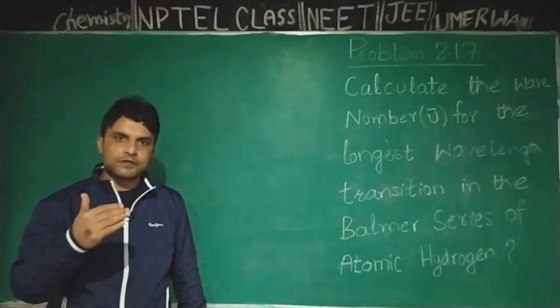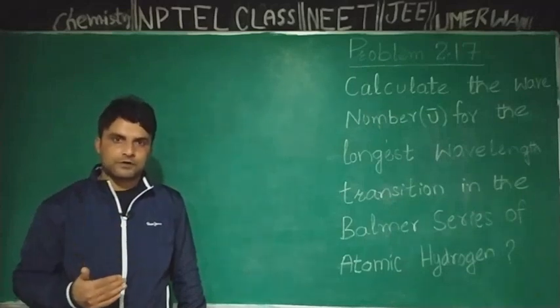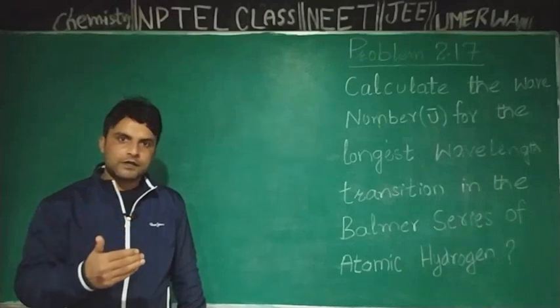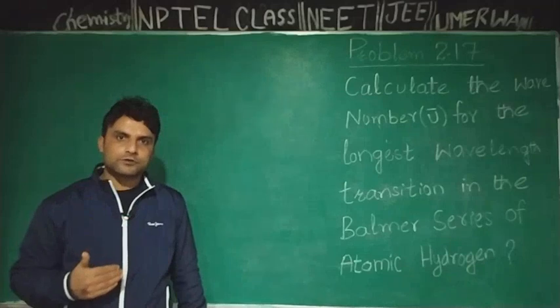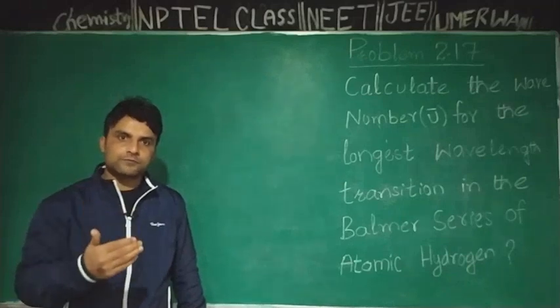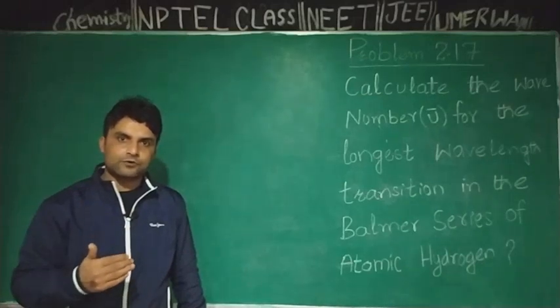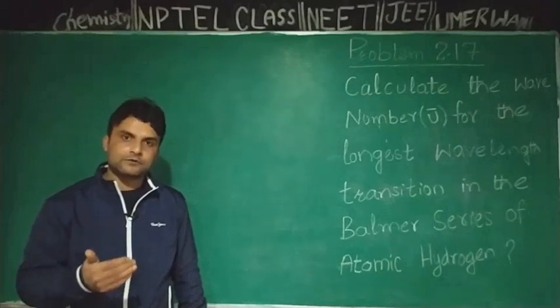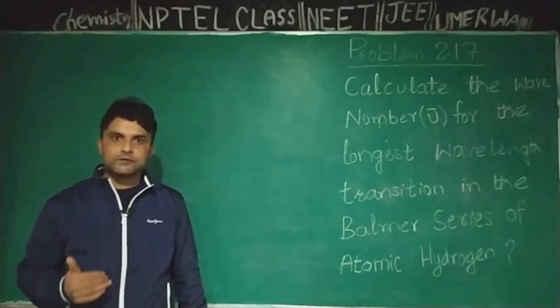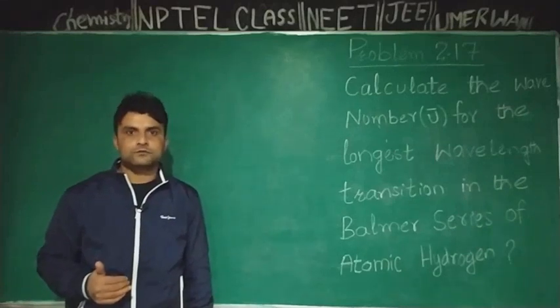It can come directly from n equal to 5 to n equal to 1. It can come from n equal to 5 first to n equal to 2, then from n equal to 2 to n equal to 1. It can come from n equal to 5 to n equal to 4, then directly from n equal to 4 to n equal to 1. It can come from n equal to 5 to n equal to 3, then directly from n equal to 3 to n equal to 1.